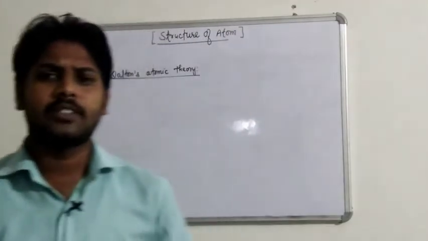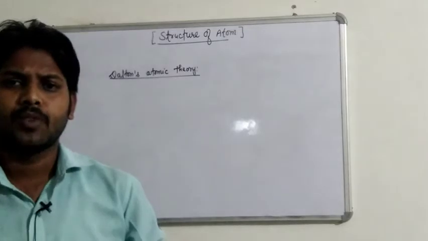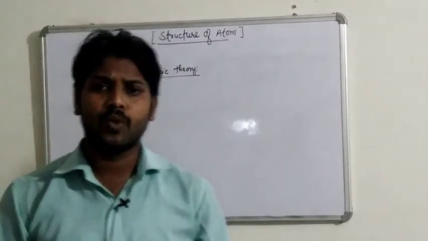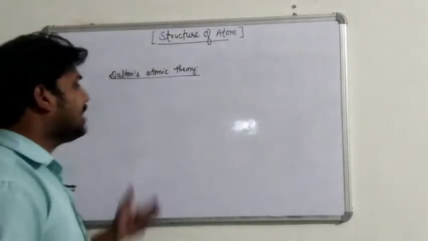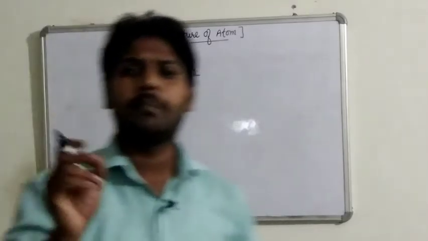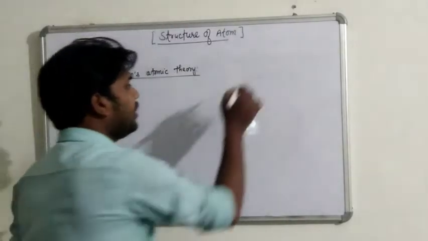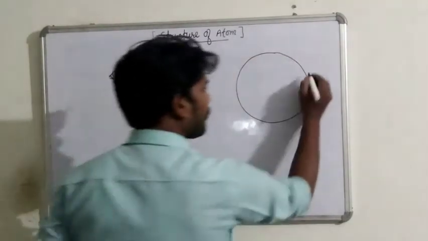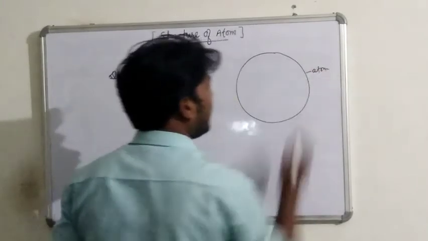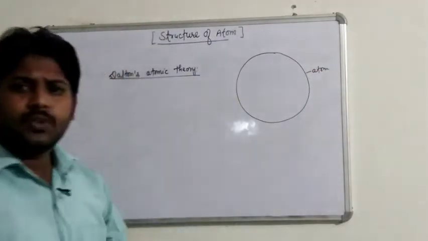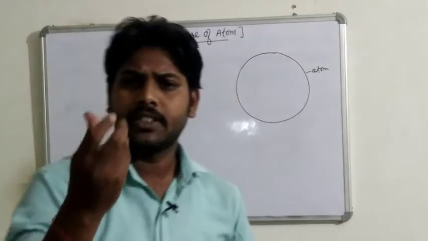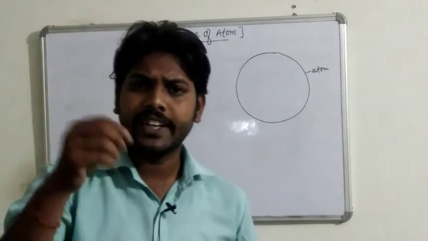As time passes, students, scientists have proved experimentally that atom can be divided. Okay, so atom is divided into 3 subatomic particles. Suppose children, this is atom. And if, students, atom can be divided, it means that atom also consists of small particles inside it.